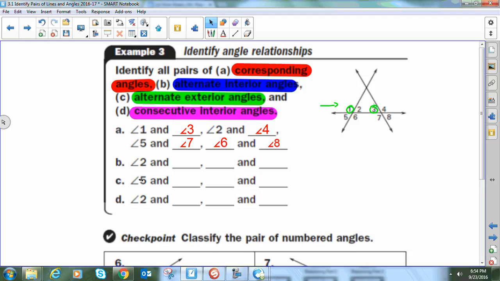So what I want you guys to try and do, now that you've had an idea of looking at it, is go ahead and pause the video and see if you can identify what the other angles are. And when you're done, come back.